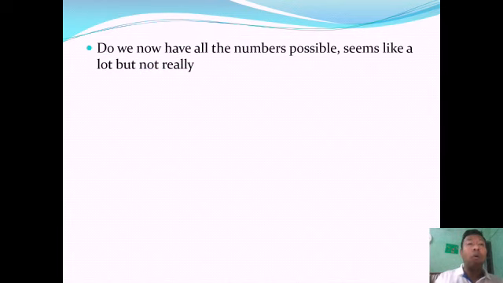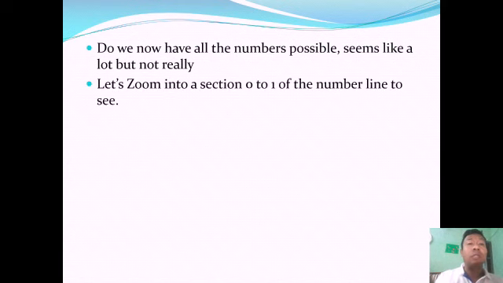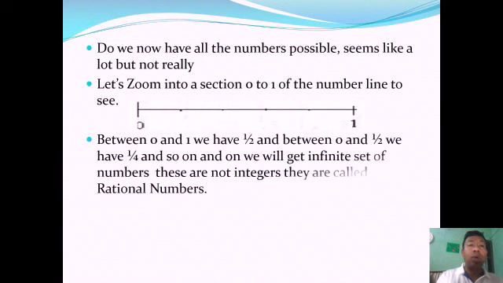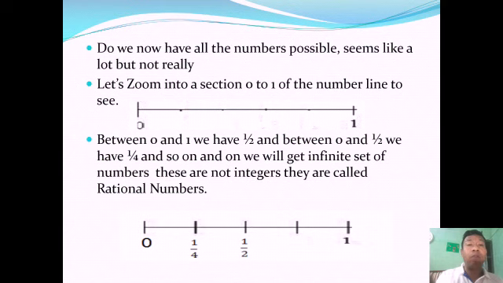Do we now have all the numbers possible? Seems like a lot, but not really. Let's zoom into the section 0 to 1 of a number line to see. Between 0 and 1, we have 1 by 2, that is half. And between 0 and 1 by 2, we have 1 by 4, and so on. We will get an infinite set of numbers. These are not integers. They are called rational numbers.